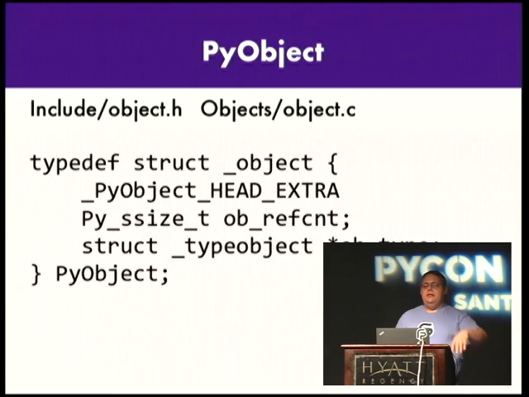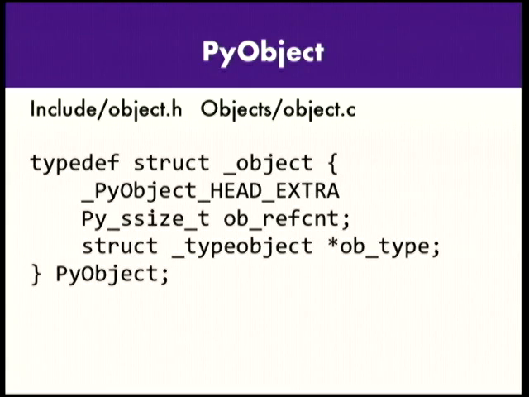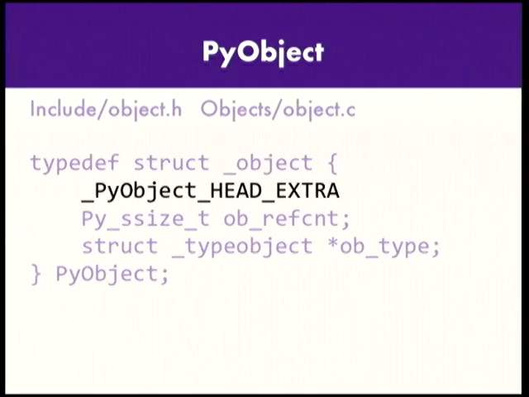Oh, I forgot to mention it's in object.c and object.h. So here's the structure. This is it for a PyObject. This is at the beginning of every object that's running inside of the Python interpreter, and I'm going to break this thing down for you. So the first thing is called PyObject_HEAD_EXTRA. You'll notice there's no semicolon at the end. It's not actually a real thing. It's a preprocessor macro. Under normal conditions, it actually evaporates into nothing.